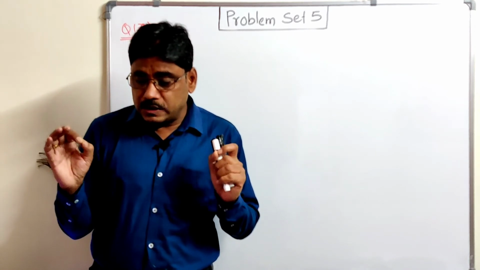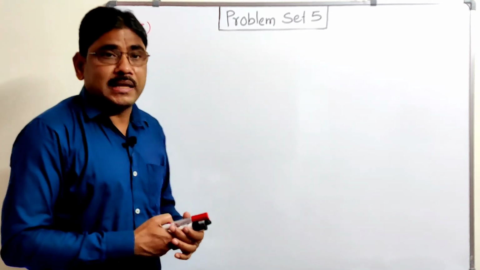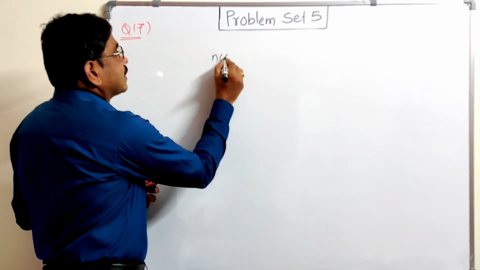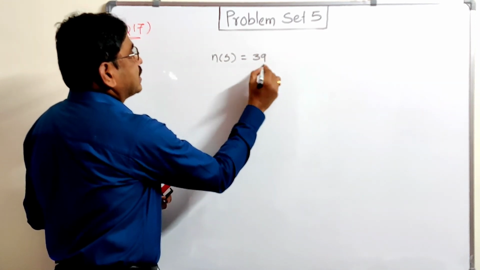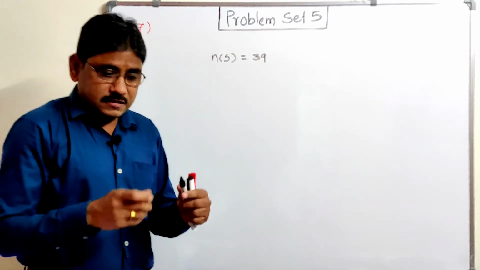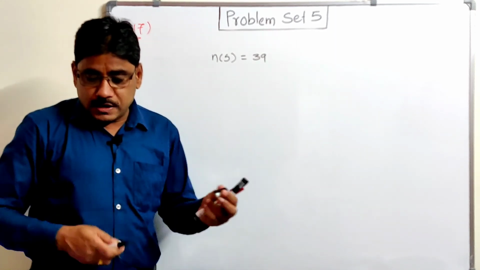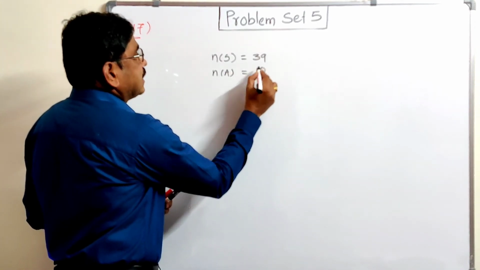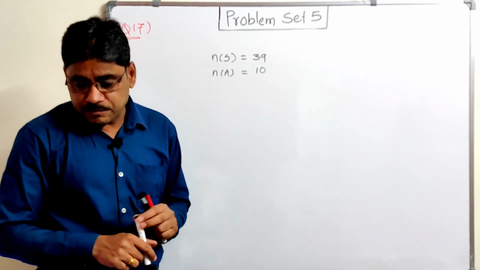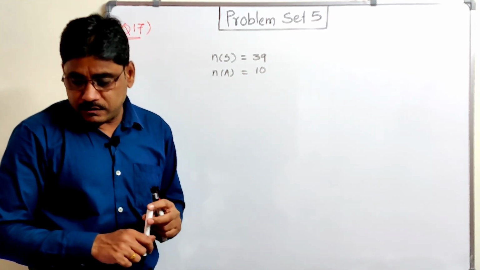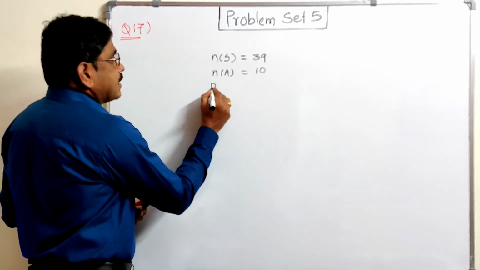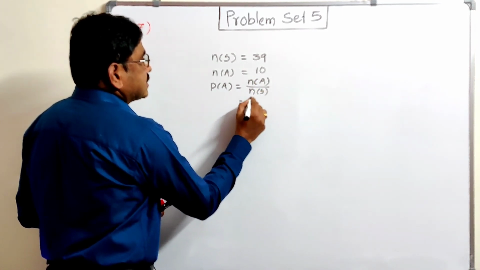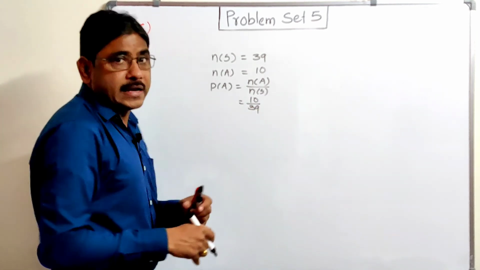Here, the total number of students in your class. So here we first have to write the total number. For example, I take some number here. So total number of students in a class, n(S) is equal to, let me take an example of my class, 39 students are there in my class. So the number of students wearing spectacles, n(A), suppose this is 10 students. The probability of a randomly selected student wearing spectacles, P(A) is equal to n(A) by n(S), that means 10 divided by 39. This is its probability.